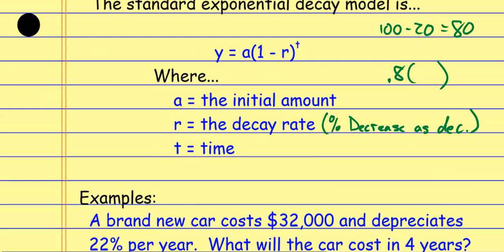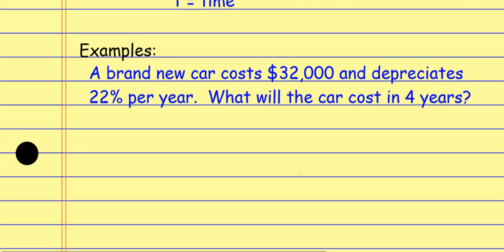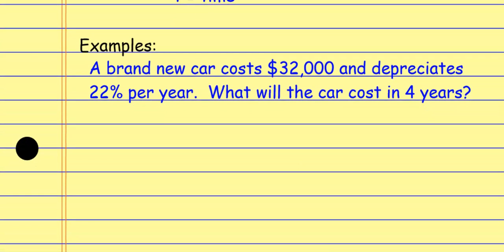For example, if I look at something like this guy, it says a brand new car costs $32,000 and depreciates. That means it decreases in value. It loses value at 22% per year. What will the car cost in 4 years? And so once again, if I use this, it's y equals a times 1 minus r raised to the t. And I start with what I know. The initial amount, what I start with, is $32,000.